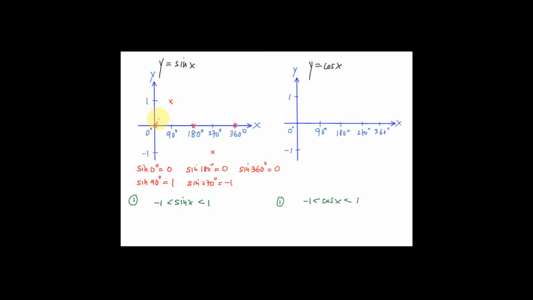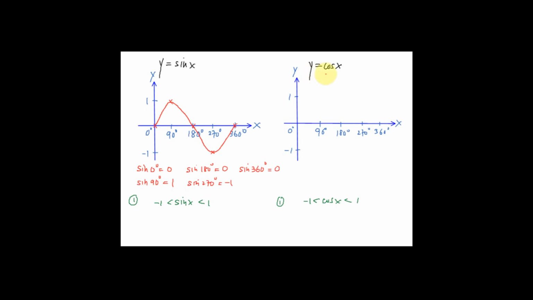Now you can see the general pattern of y equal to sine x. This is the general pattern of y equal to sine x: always start from 0, then to 1, back to 0, to -1, back to 0 again. If you can't remember, you can just simply press your calculator. Then you will know what the general pattern of the graph is.